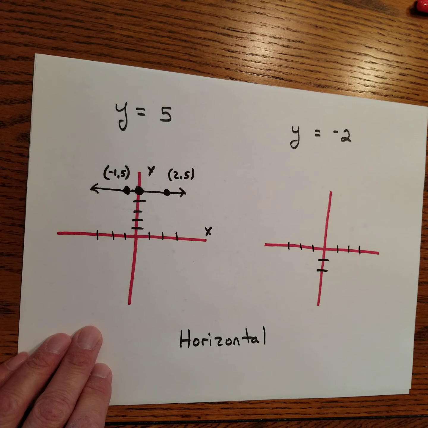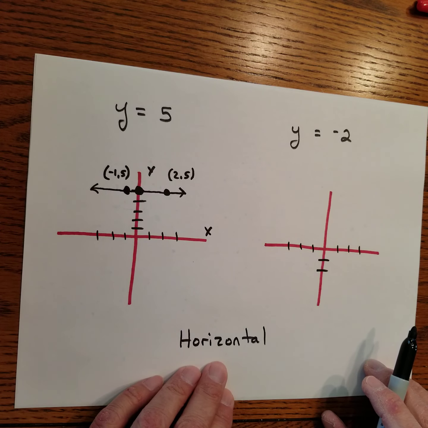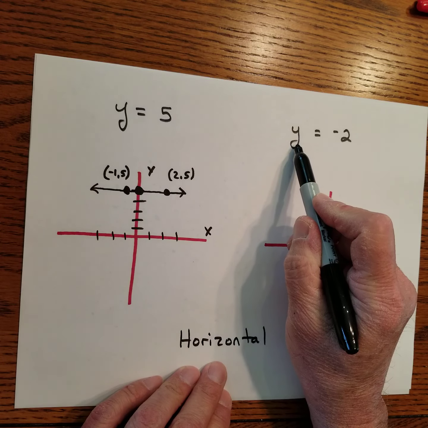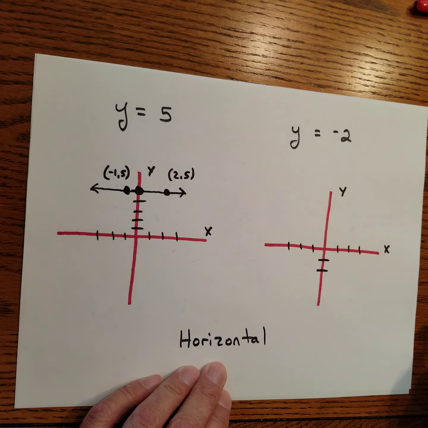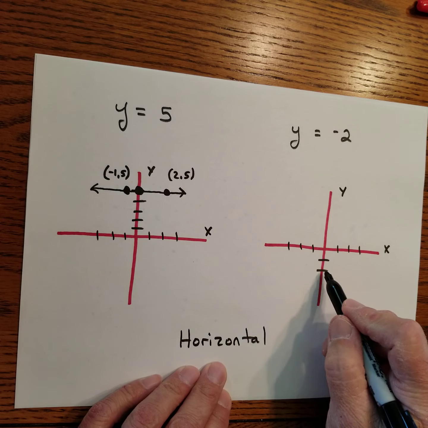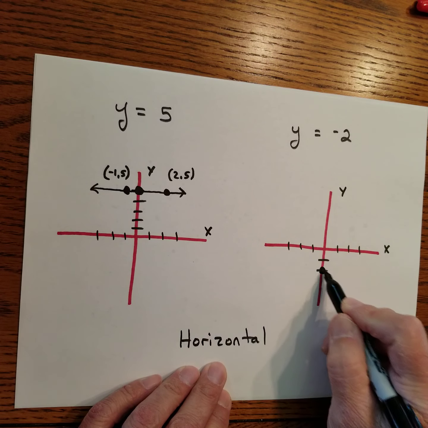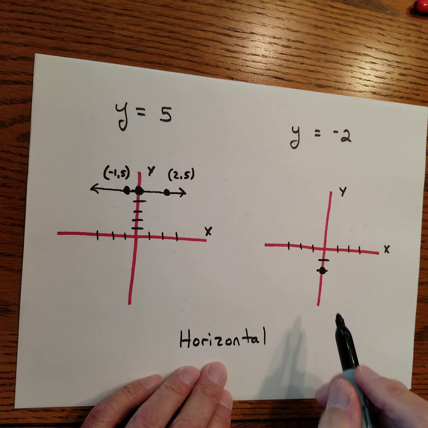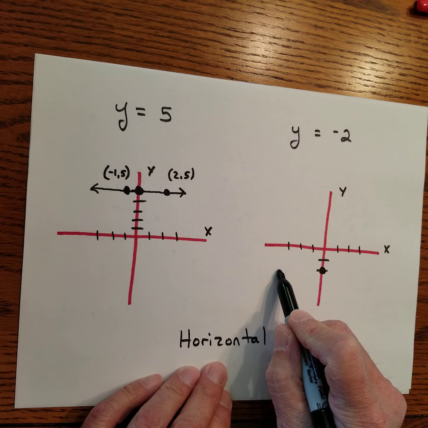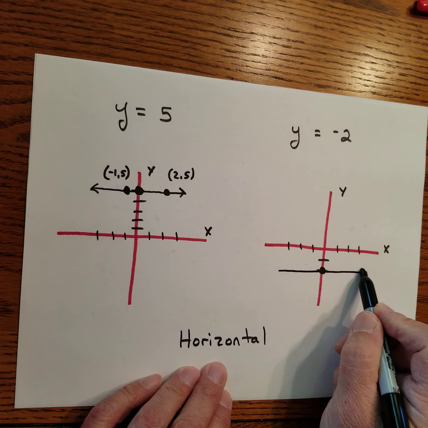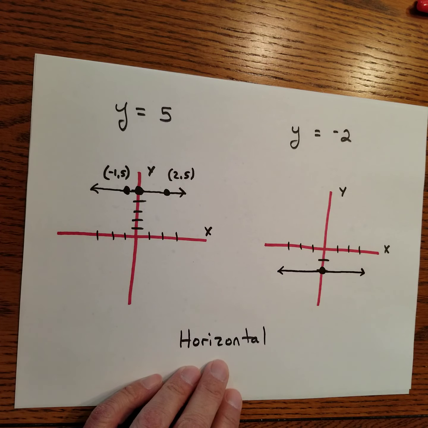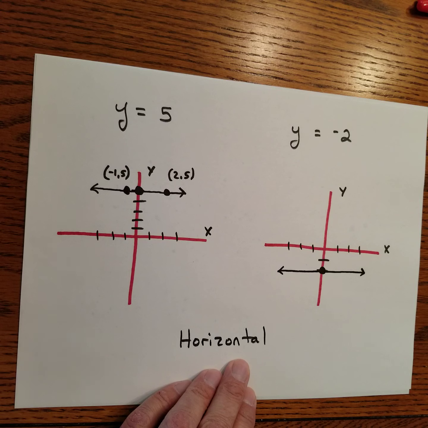Let's try that again. This line will touch the y-axis, never the x-axis. It'll touch the y-axis at -2. If I touch the y-axis at -2 and never touch the x-axis, then my line must be a horizontal line crossing the y-axis at -2.